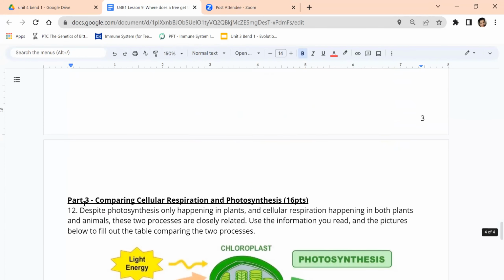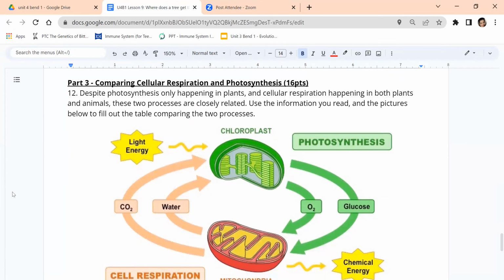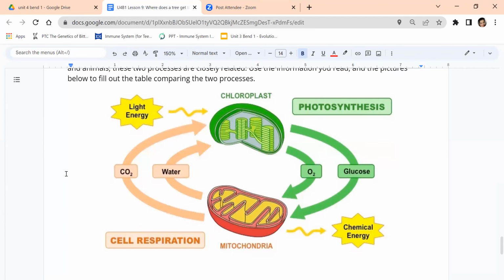So let's compare these two processes, cellular respiration and photosynthesis. And if you'll recall, when I first started this lesson, I said they're the opposite. So if you start up here with photosynthesis, the green is photosynthesis. It takes place in the chloroplast, in the leaves of the plant. And so light energy and CO2 and water go into the chloroplast. Photosynthesis occurs, and glucose and oxygen are produced.